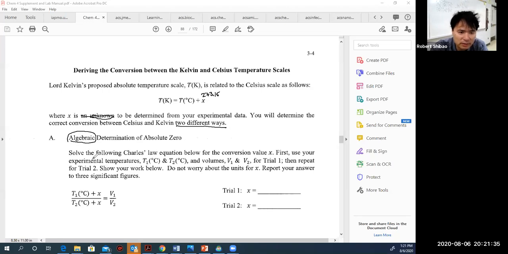Let's do the algebraic method first. We're going to have a modified version of Charles's Law here. Solve the following Charles's Law equation below for the conversion value X. First use your experimental temperatures and volumes, then repeat for trial 2. Do not worry about the units for X. Report your answer to 3 sig figs. So we'll do this for trial 1. If we use Celsius, then we have to correct it. This would be Charles's Law using Celsius with a correction factor. Otherwise it doesn't work; if we just put Celsius in there, this equation fails. So we have to put this X in there to correct it, because we need Kelvin temperatures.